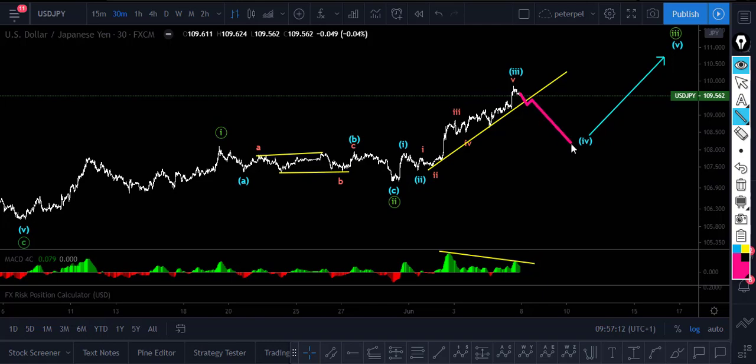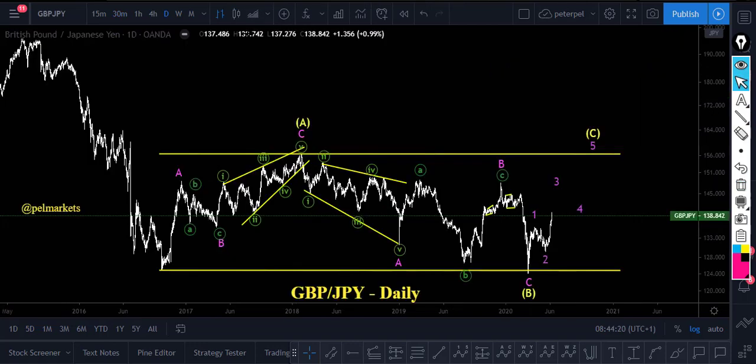With that, you get more confluence before wave 4 finishes. Then we will start looking for a buy to complete green wave 5, to complete blue wave 5 of green wave 3. So the next pair that we'll be looking at is Great Britain Pound Japanese Yen. On Great Britain Pound Japanese Yen, this is the daily time frame.